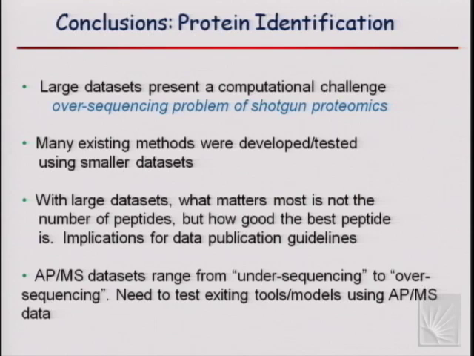And many existing computational tools were developed for smaller data sets and tested on smaller data sets. And what matters with large data sets, it's my observation now, is not the number of peptides at all, but how good the best peptide is. So this is actually counterintuitive and goes against some of the data publication guidelines, including the MCP guidelines. And like I said, APMS data sets range from kind of under-sequencing to over-sequencing in this case here.